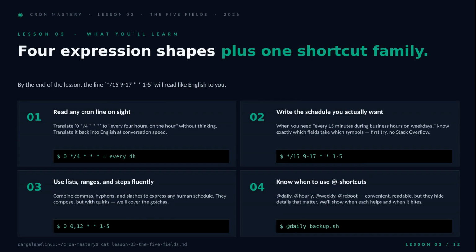So here's the promise for the next few minutes. By the end, you'll be able to read a line like */15 9-17 * * 1-5, and just hear it: every 15 minutes during business hours on weekdays. 4 skills get you there: reading any cron line on sight, writing the schedule you actually want, fluently combining lists, ranges, and steps, and knowing when those shortcuts help versus when they quietly bite you.